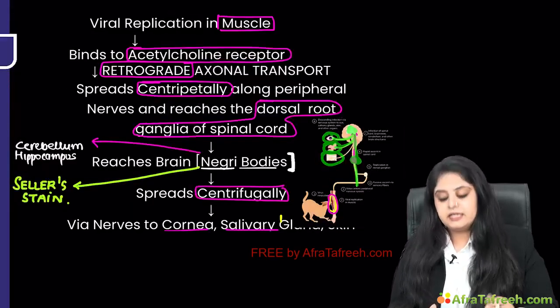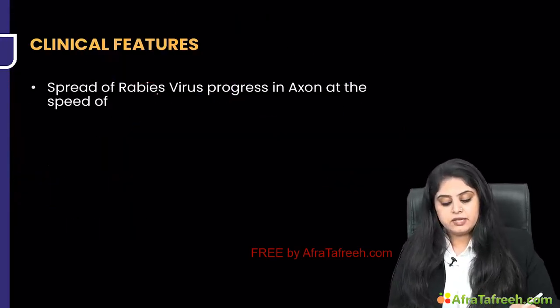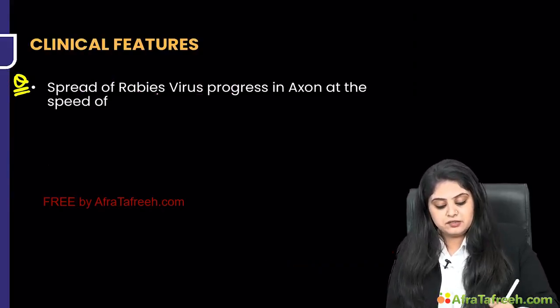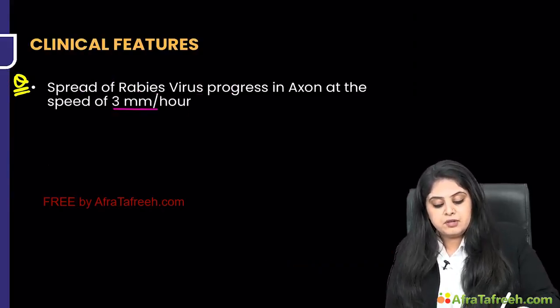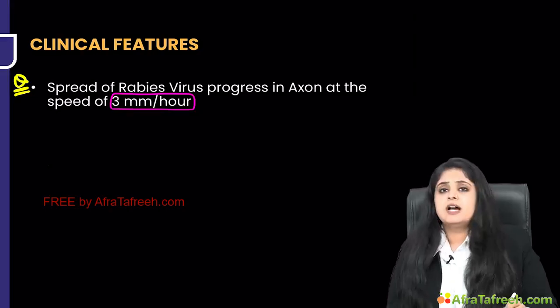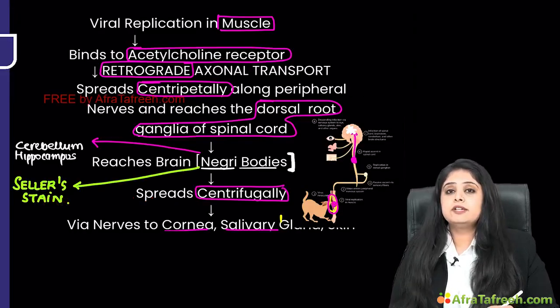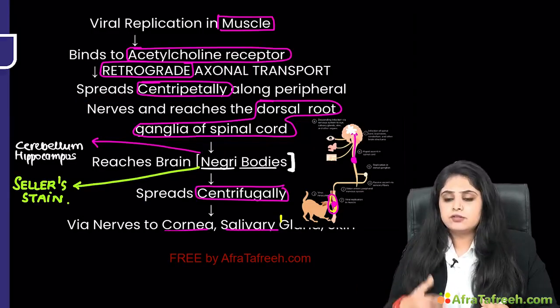At what rate is this happening? Anyone who can tell me that? Spread of rabies virus progresses in axon at the speed of 3 mm per hour. This is just general. Now, this they have calculated from the lower limb. From here, if you look, it will take 3 mm per hour to go. But imagine, for example, it was taking say, a few hours, 10 hours or 12 hours or 20 hours.